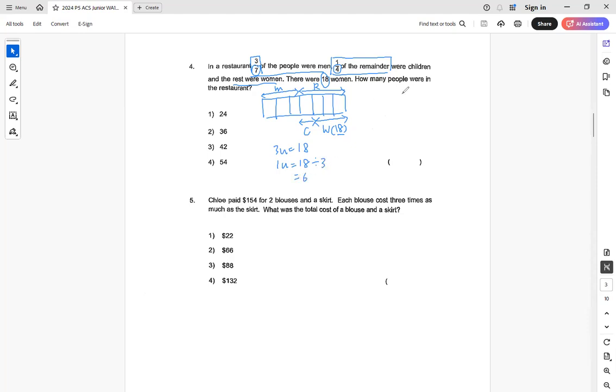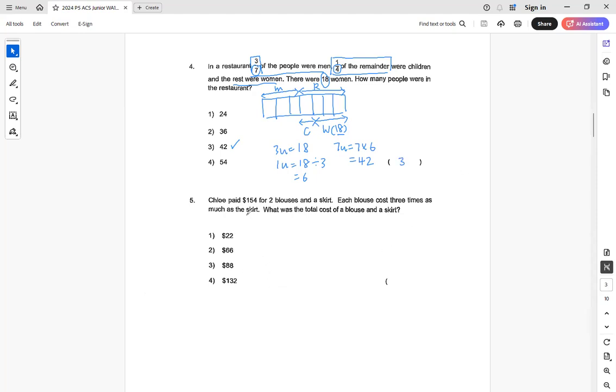So we go back to the question: how many people were in the restaurant? They're asking for the total number of people, which, if we count the total units, will be 7. So 7u will just be 7 times 6. That will give us the answer 42. So your answer will be option 3.